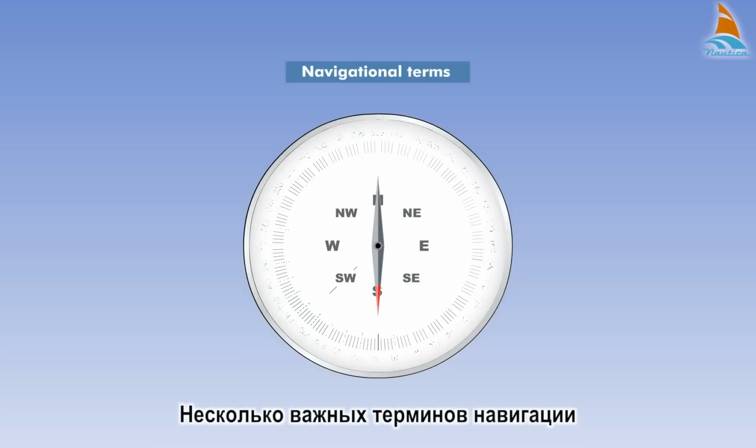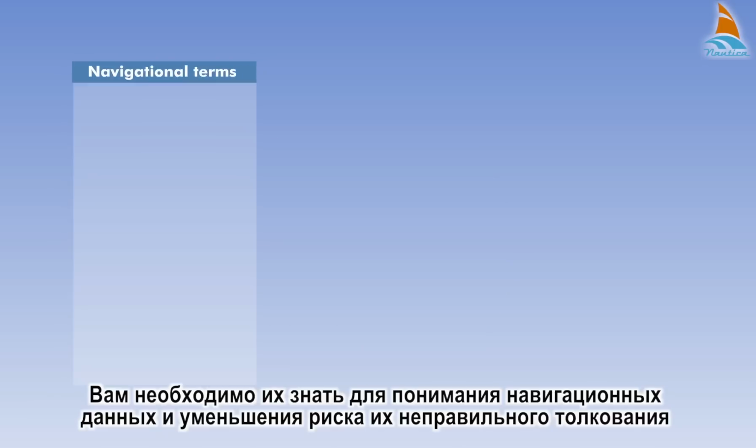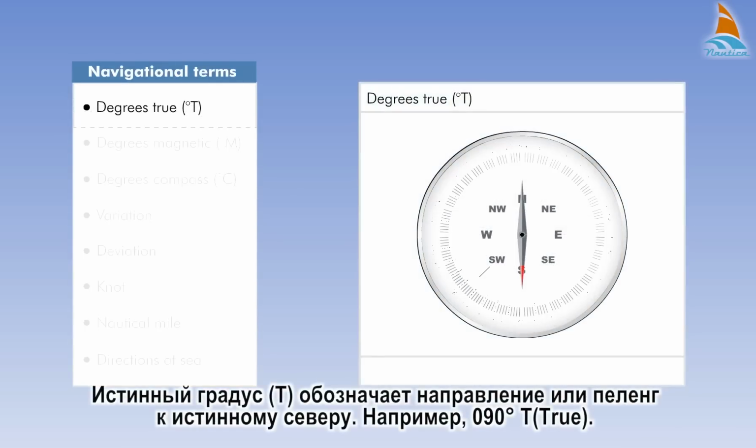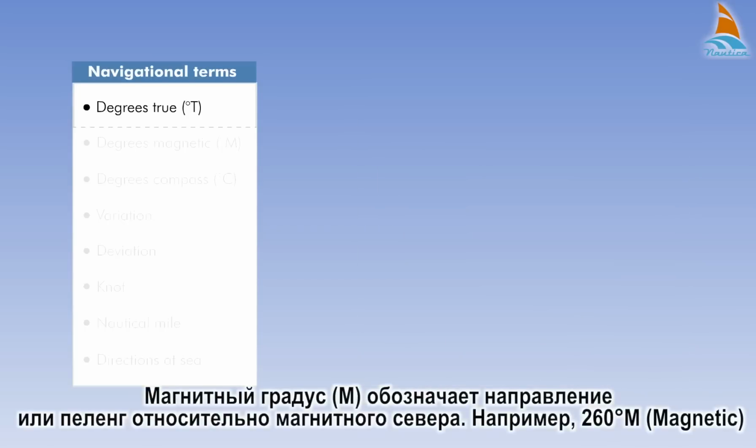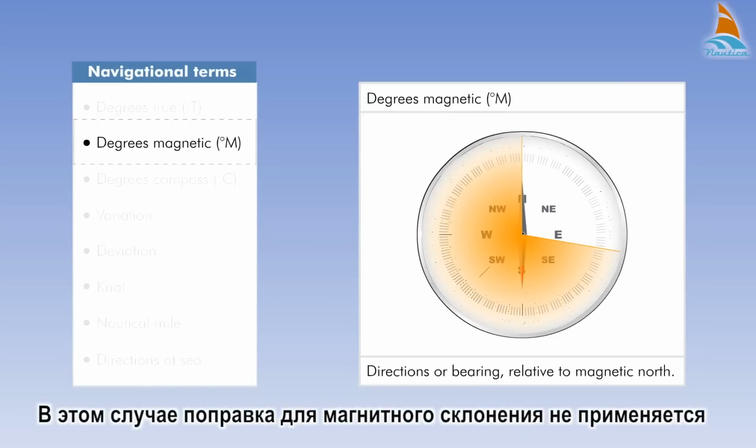Here are some important navigational terms. You should know these in order to understand navigational data and minimize the risk of misunderstandings. Degrees true, T, stands for direction or bearing that is relative to true north. For example, 90 degrees true. Degrees magnetic, M, stands for direction or bearing that is relative to magnetic north. For example, 260 degrees magnetic. No correction for variation has been applied.